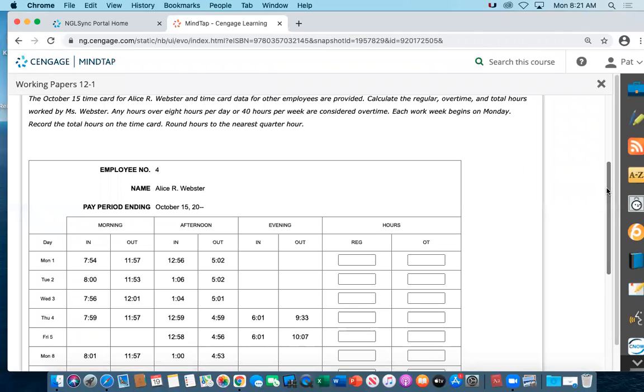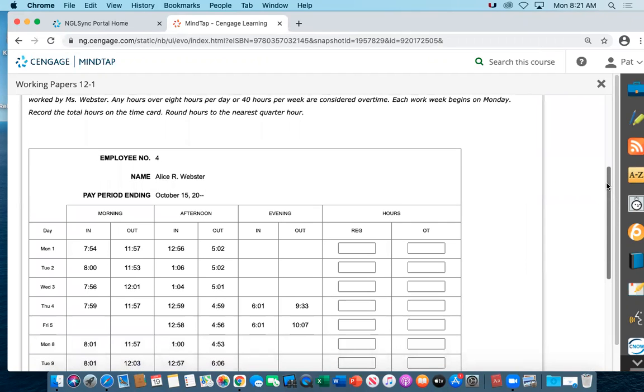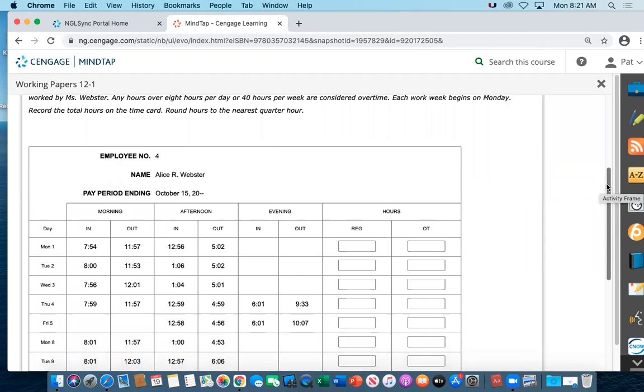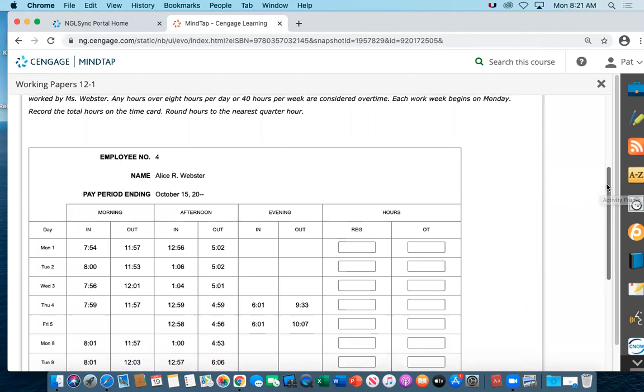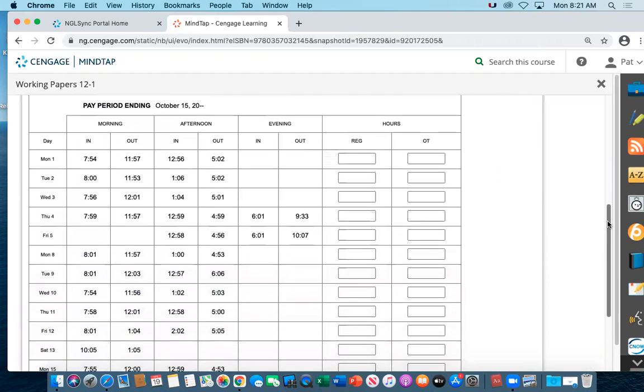Regular, overtime and total hours. Okay. So let's do this. Alice Webster works a regular 8-hour workday, 40 hours a week. Any hours over 40 will be overtime. Each work week begins on Monday. We want to round the hours to the nearest quarter of an hour.